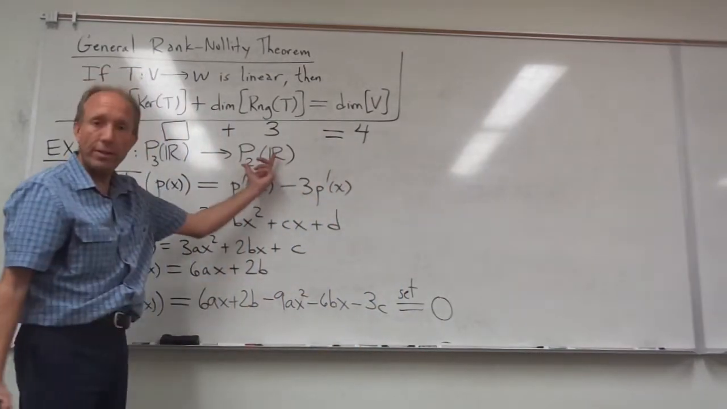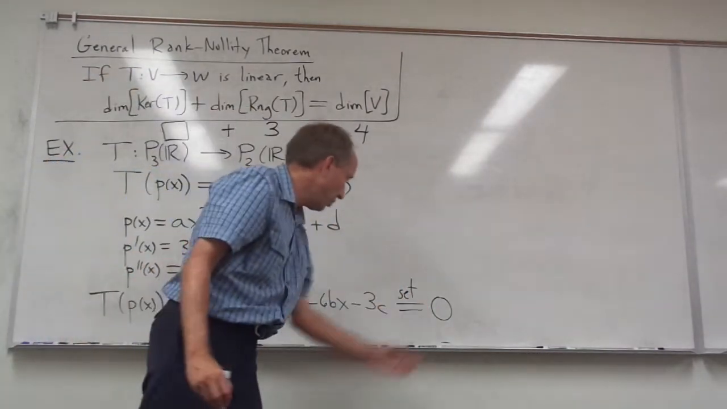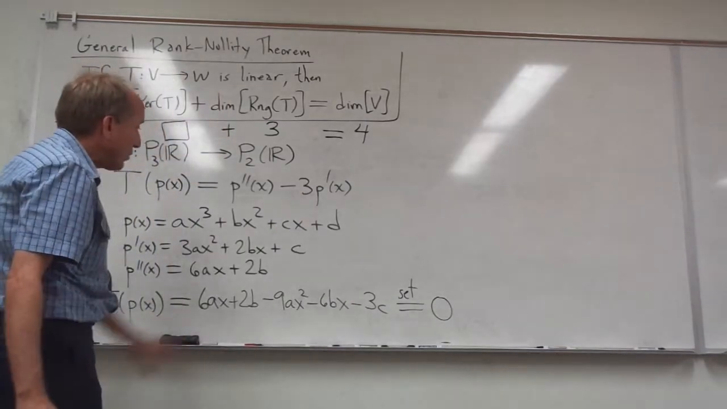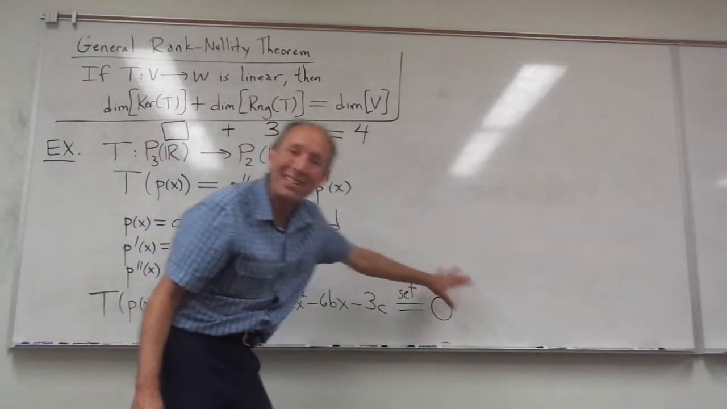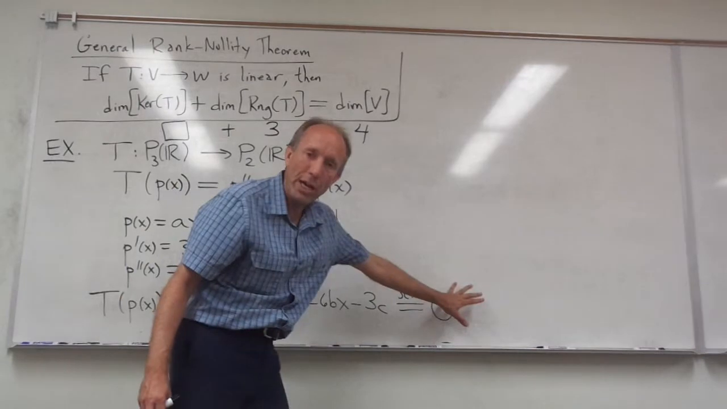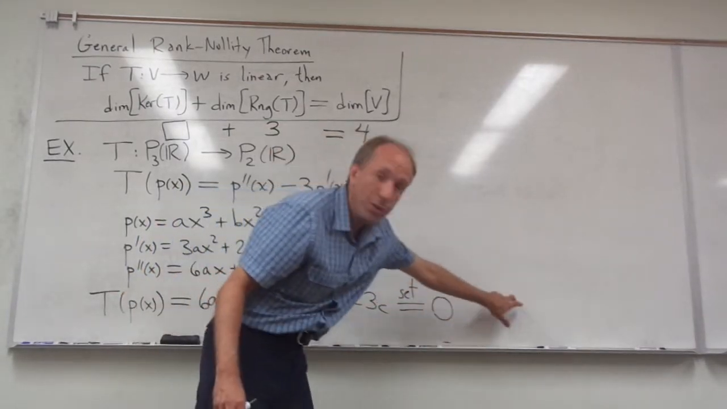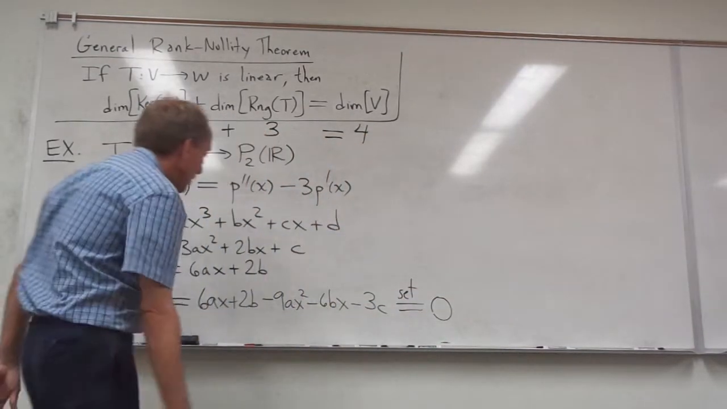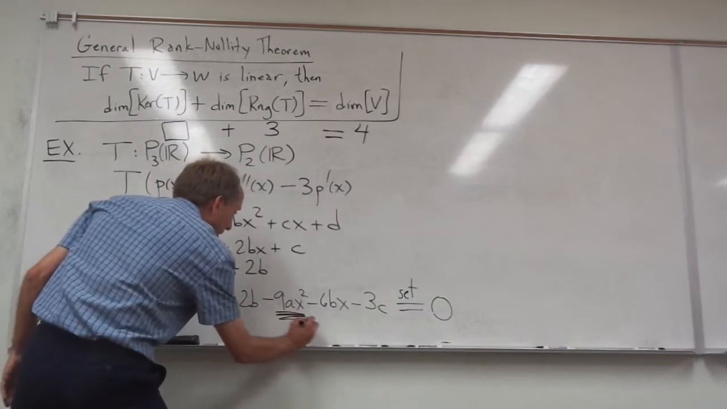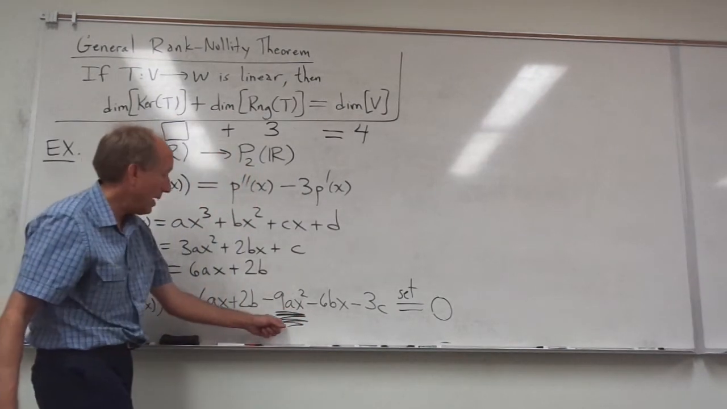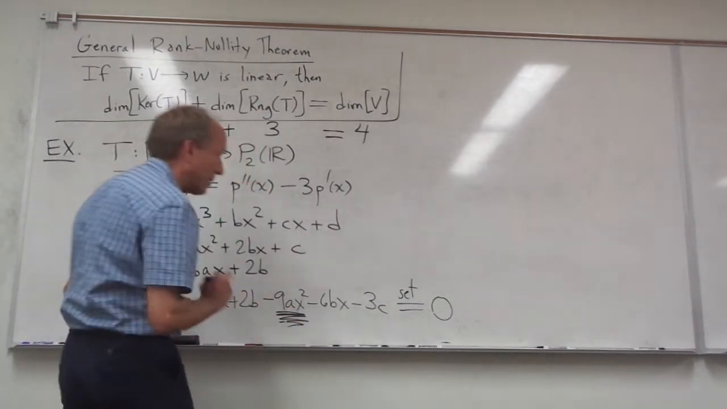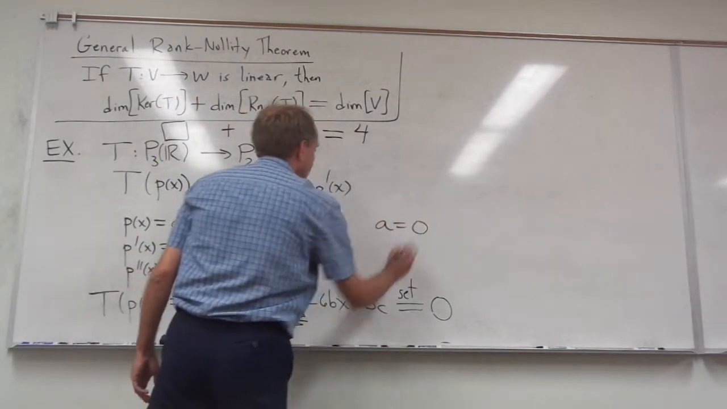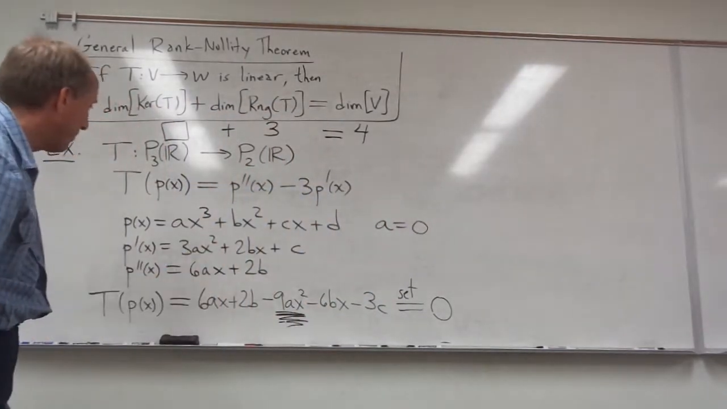The 0 vector in P2 of R is just the polynomial 0. And you match up the powers of x on both sides of the equal sign. Of course, all of the coefficients are 0 on the right side. So for example, this is the only x squared term, and that tells you that a has to be 0. All right, so we know that a is 0.